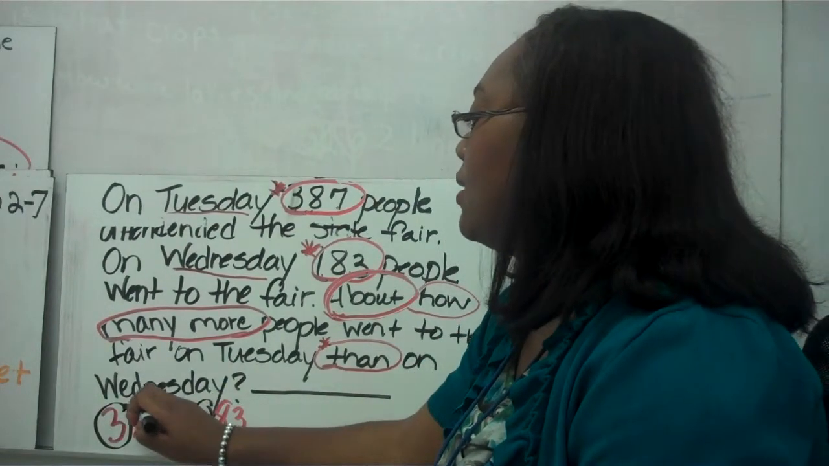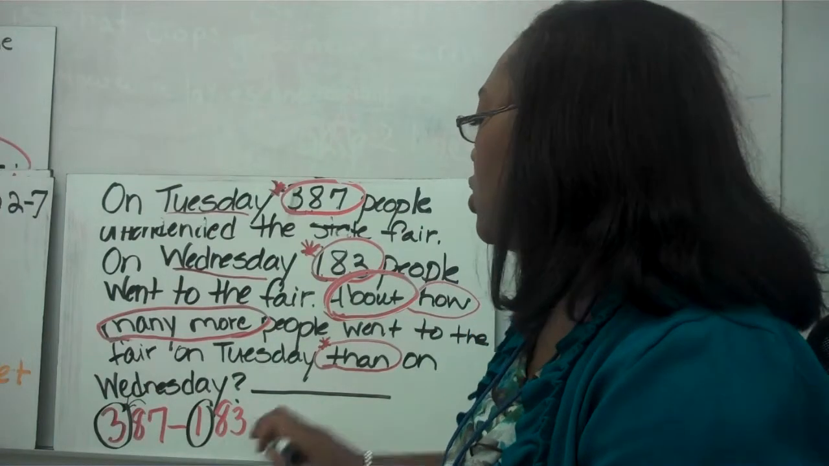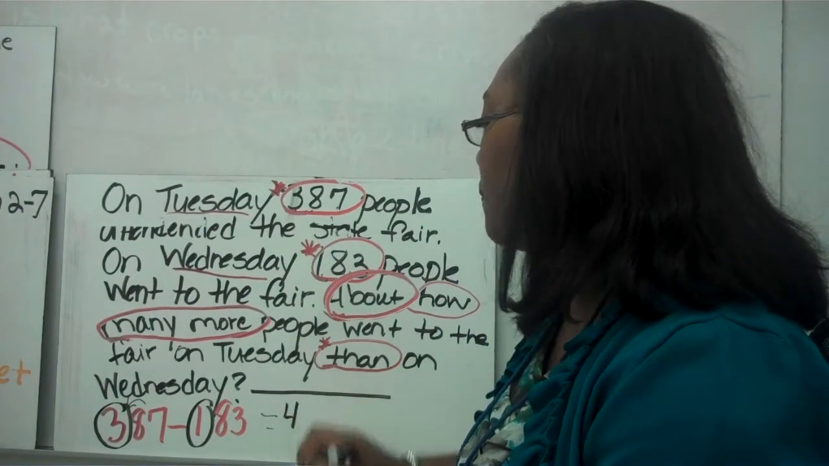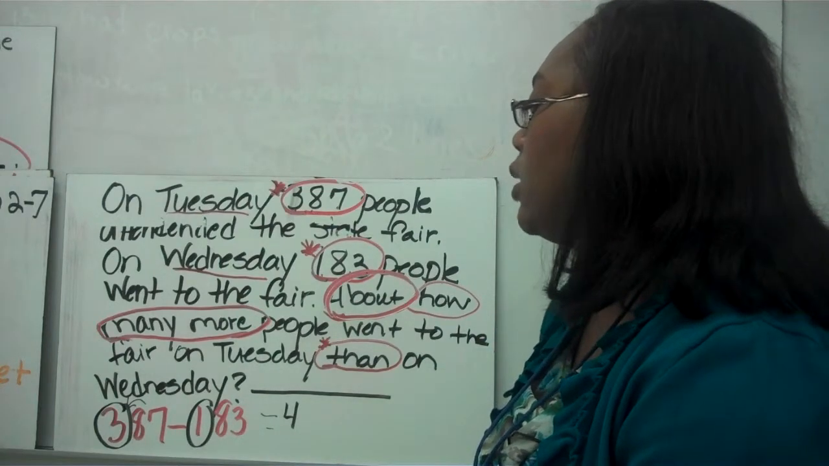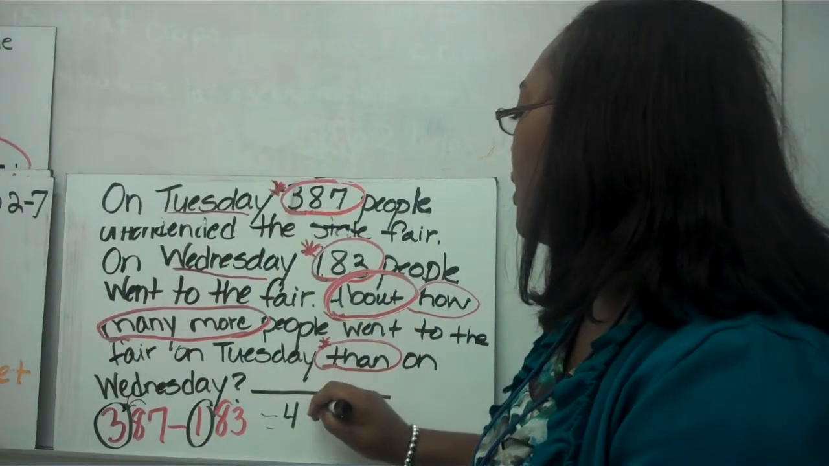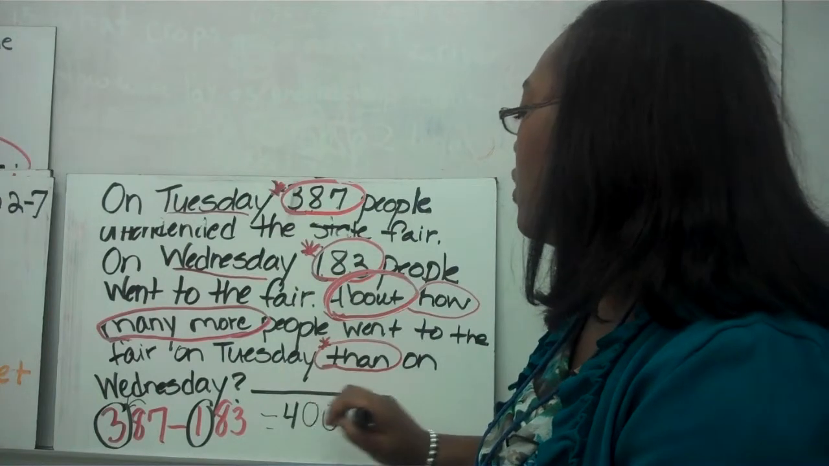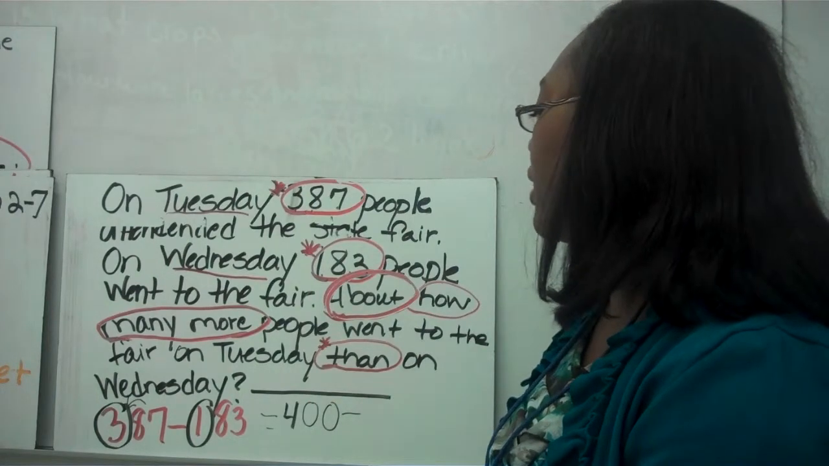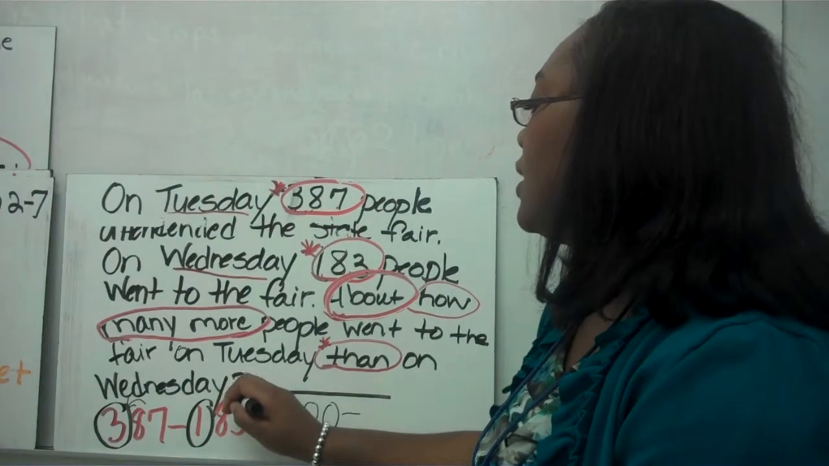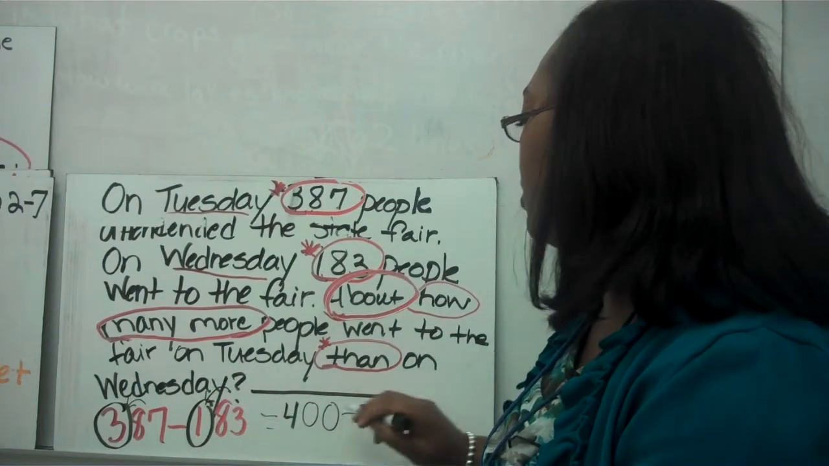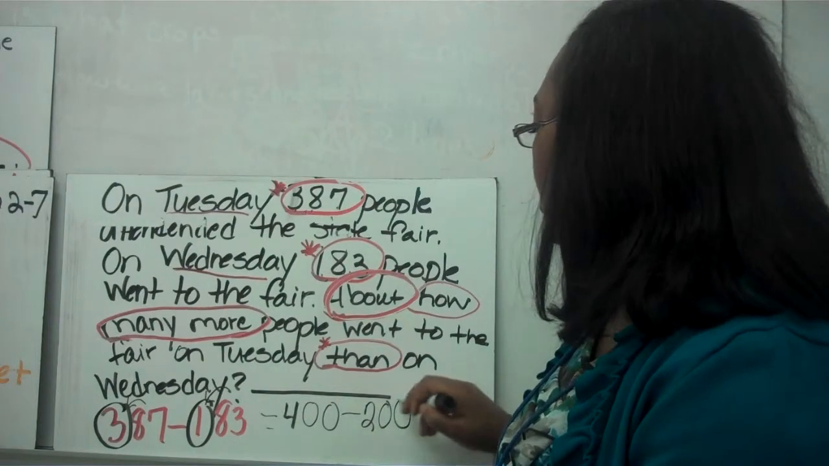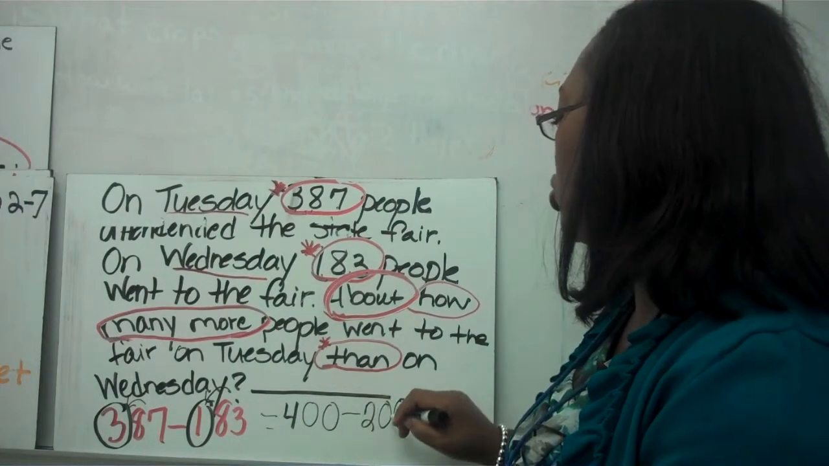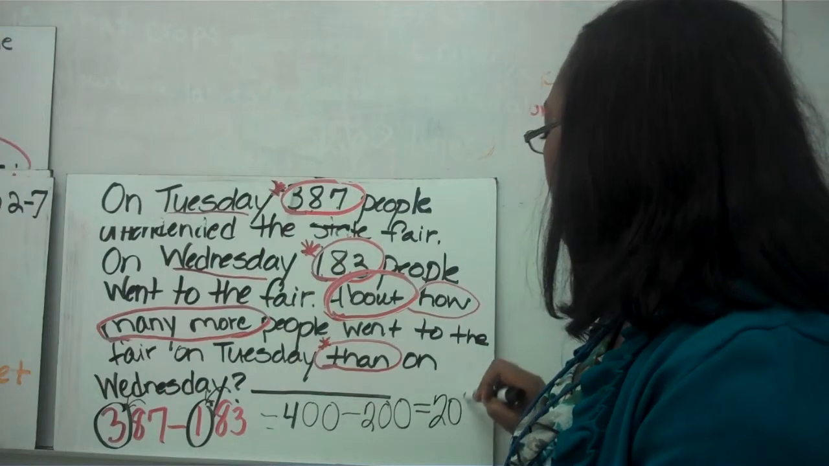Okay, the 8 is telling this 3 to soar up to a 4. And now, everything else behind the place where we're rounding becomes zeros. So the 8 and 7 are going to become zeros. 400. We're going to keep the same operation. We're subtracting. This 8 is going to tell that 1 to soar up to a 2. The 8 and 3 are going to become zeros. So now we've got 400 minus 200 equals 200.